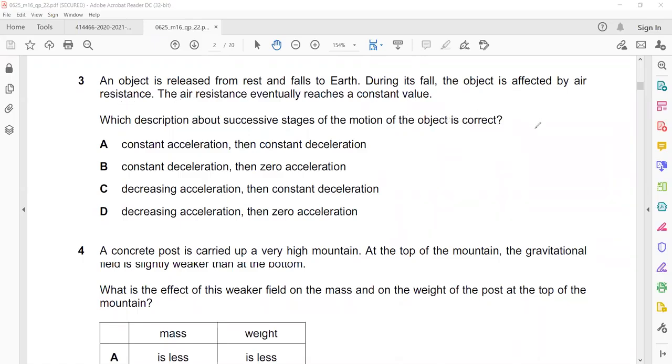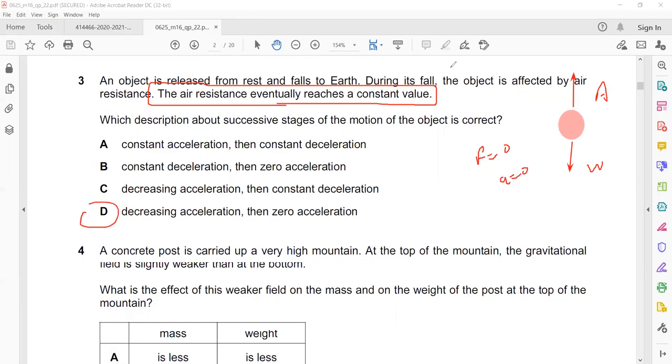So what happened? Resultant force decreases, acceleration will also decrease, and then the air resistance will eventually reach a constant value. When the air resistance reaches a constant value, it means that at that moment air resistance is not increasing, or we can say air resistance and weight are balanced with each other. When they are balanced, there is no resultant force. If resultant force is zero, acceleration will be zero, and zero acceleration means the object is moving with a constant speed. That is why D is the right answer.